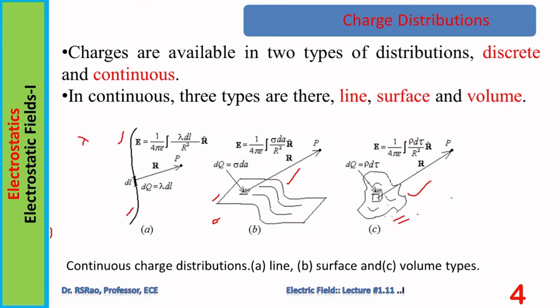When it comes to volume charge distributions, charge per unit volume is indicated by rho. Units are coulombs per meter cube. Now, let us again revisit line charge distribution. Let us consider a small length of line charge, dl, as shown here. Small length, dl, differential length.